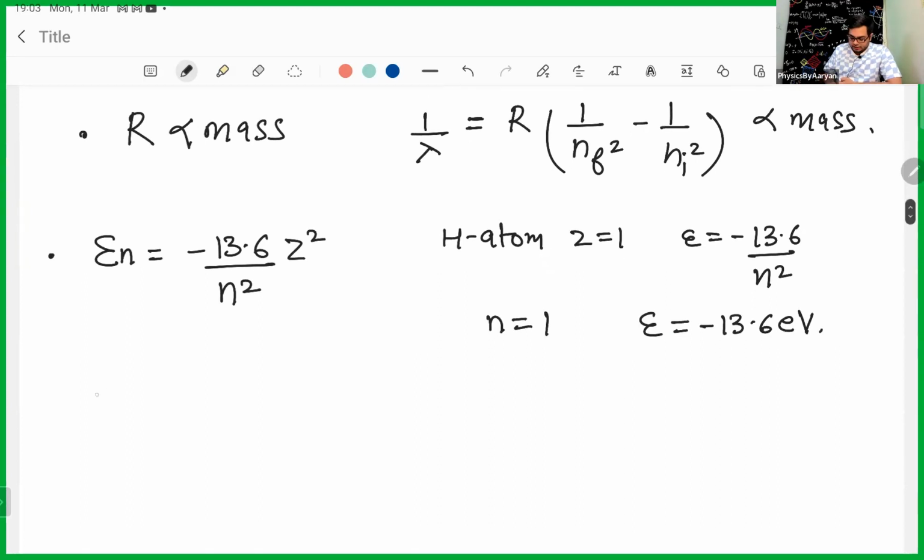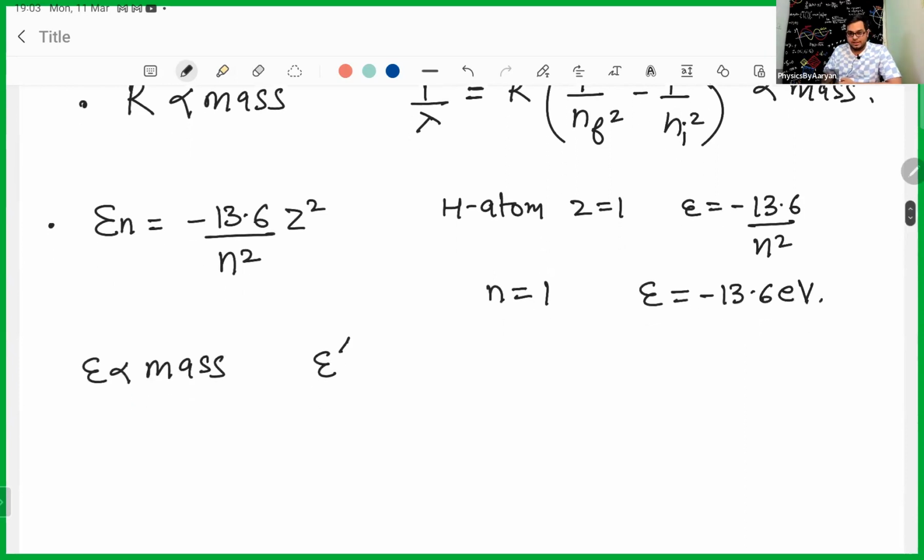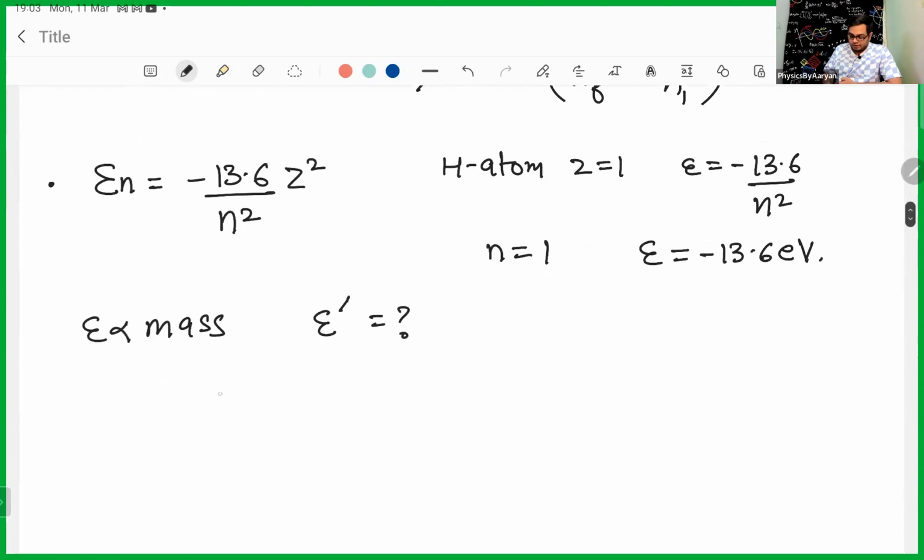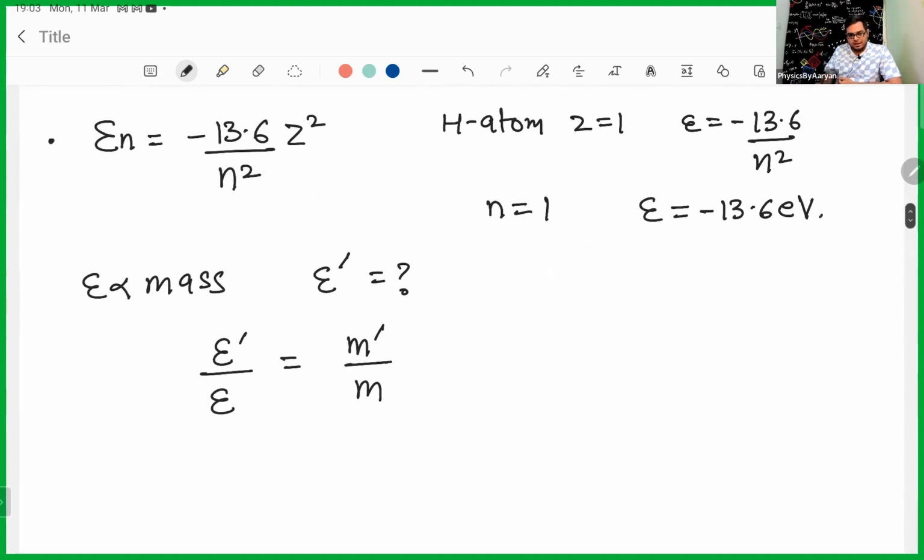So then your energy will be equal to minus 13.6 electron volt. But now we know that energy is directly proportional to mass. And now we want to find the energy for the positronium atom. So how will I find that? I will just simply say that E dash by E will be equal to M dash by M, because energy is directly proportional to mass. Okay. M, or I should say mu, which basically means reduced mass. Okay. So this is for positronium and this is for proton. Okay. Or you can say hydrogen.